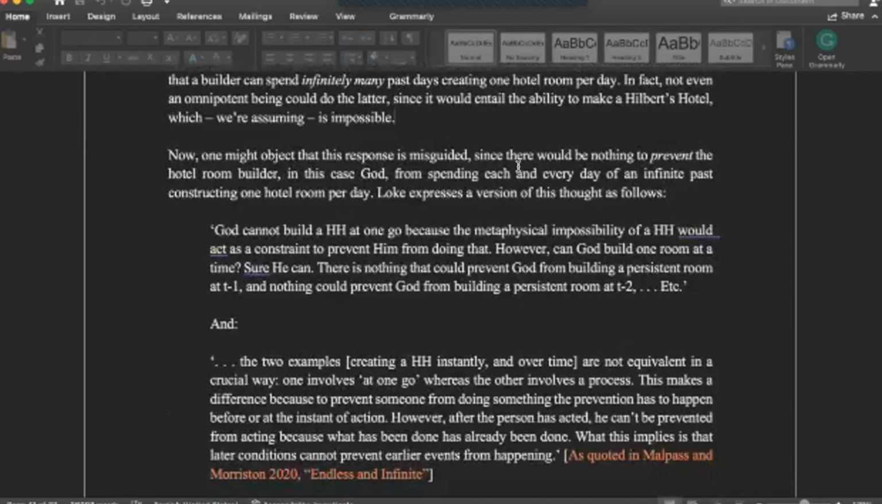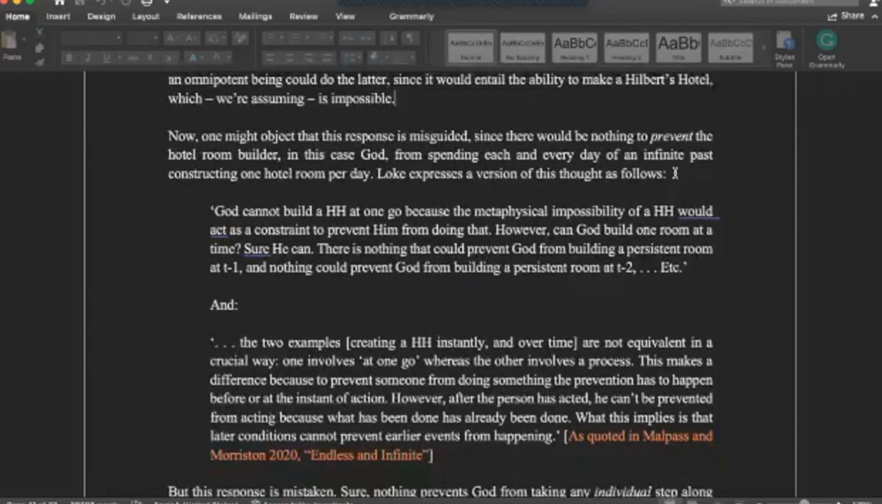Now, one might object that this response is misguided, since there would be nothing to prevent the hotel room builder, in this case God, from spending each and every day of an infinite past constructing one hotel room per day. Locke expresses a version of this thought as follows. So Locke says, God cannot build a Hilbert's hotel at one go because the metaphysical impossibility of Hilbert's hotel would act as a constraint to prevent him from doing that.